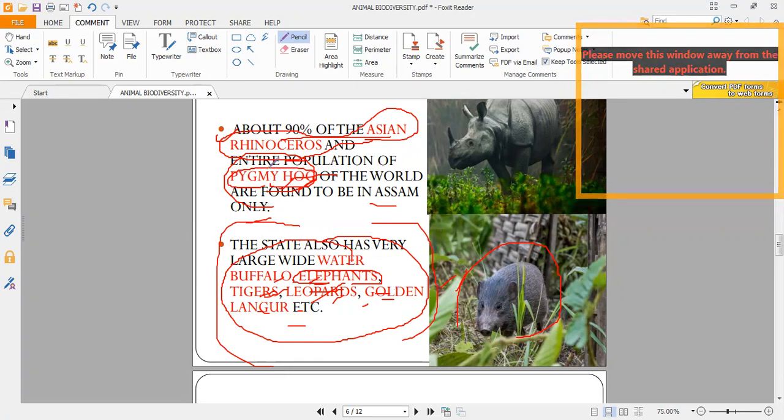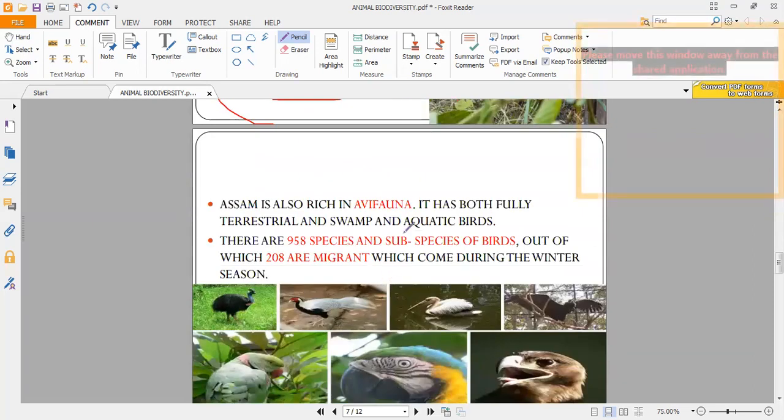So these are the varieties we can find mostly: Asian rhinoceros, pygmy hog, water buffalo, elephants, tiger, leopards, and golden langur. They are very important species that we can see in the state of Assam. And then again, avifauna.